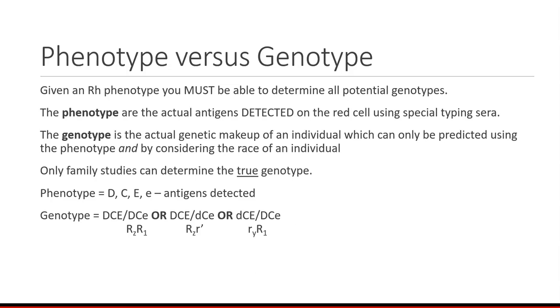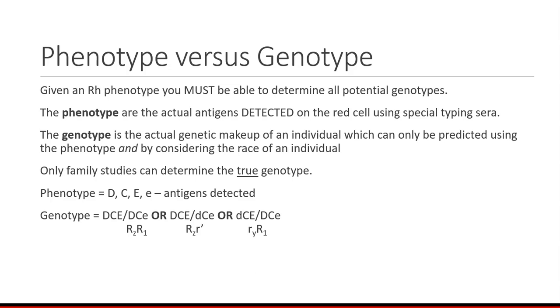The genotype is the actual genetic makeup of an individual, which can only be predicted using the phenotype and by considering the race or ethnicity of an individual. Only family studies can determine the true genotype. So here's an example, which I will discuss at more length on the next slide, but this is just a quick and dirty explanation.